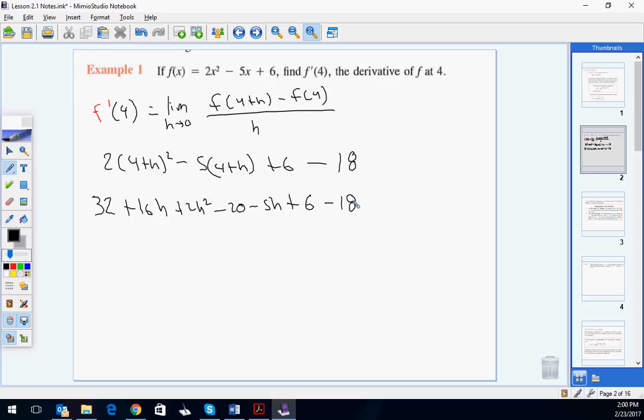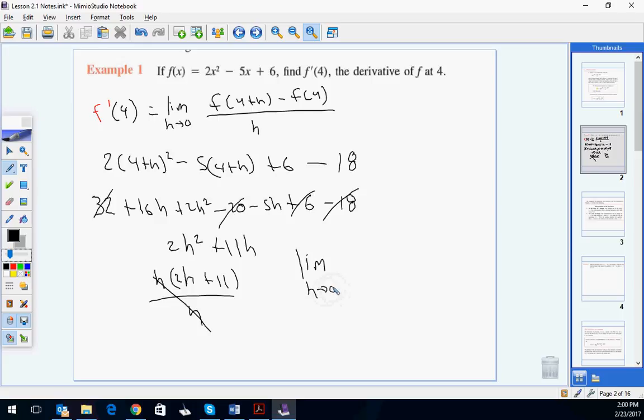Okay, so then in terms of combining our like terms, the constants are going to cancel. 32 minus 20 is 12, plus 6 is 18, minus 18 is gone. I have 16h minus 5h, so I have 2h squared plus 11h. I'm going to take an h out, which is the purpose. And so your h's cancel, and now we can take the limit, which will be 11.